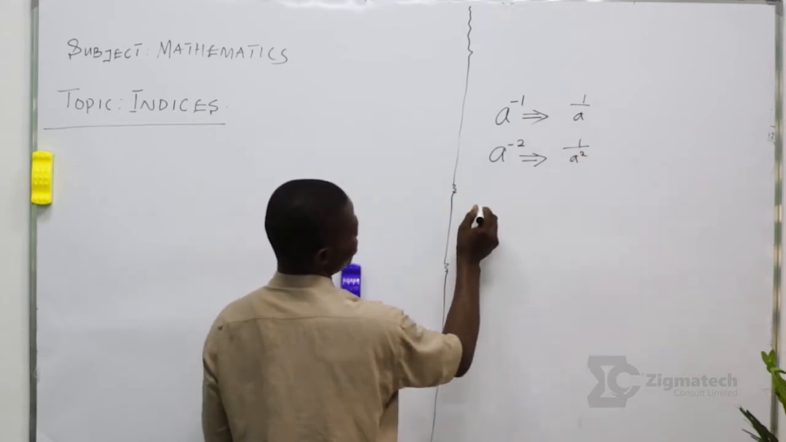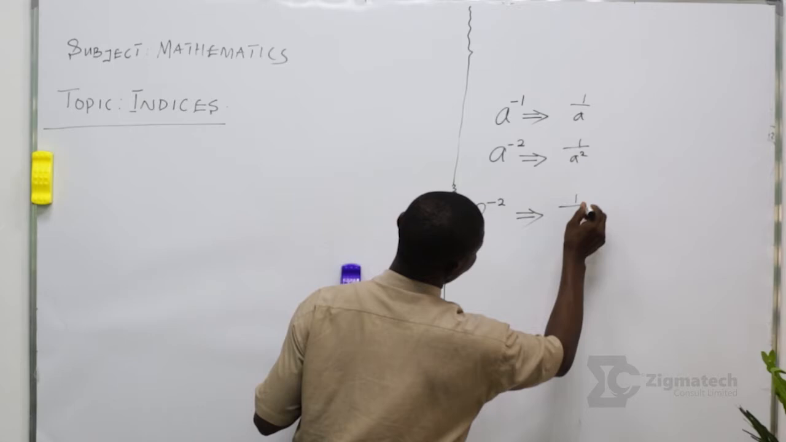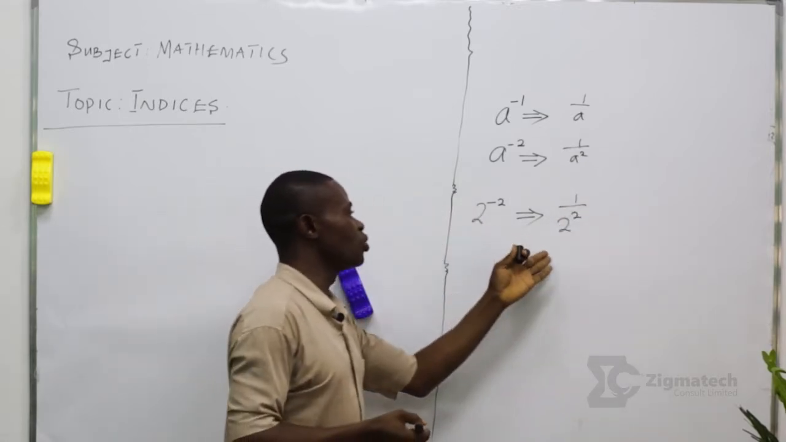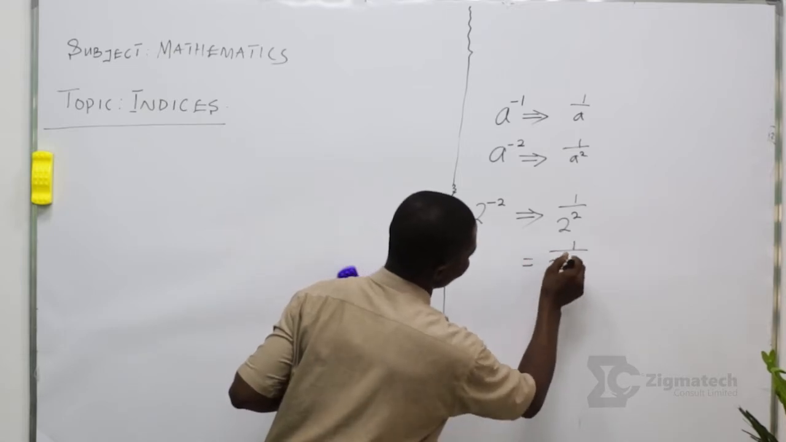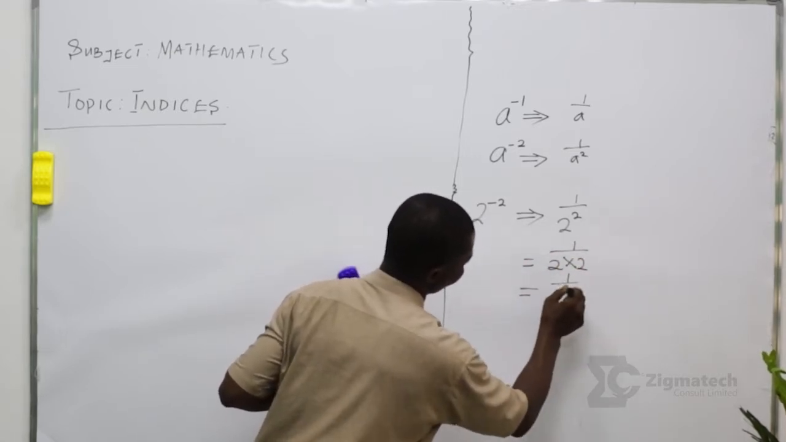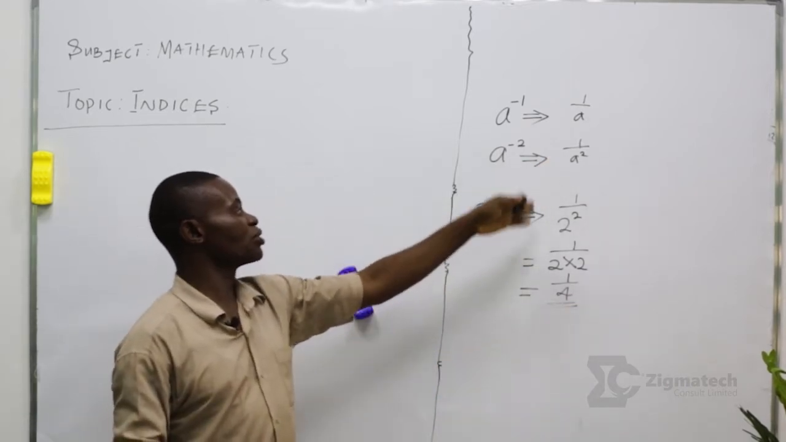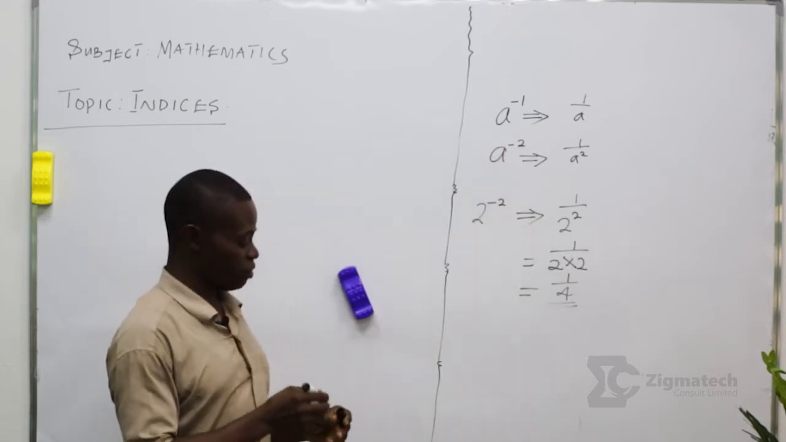But in terms of number, if I say 2 raised to the power minus 2, look at the meaning: 1 all over 2 raised to the power 2. Because 2 is a number, what do you understand by 2 power 2? It simply implies 1 all over 2 multiplied by 2 to give us what? 1 all over 4. So that is the solution for this one. You cannot interpret 1 over a squared. It remains 1 all over a squared.